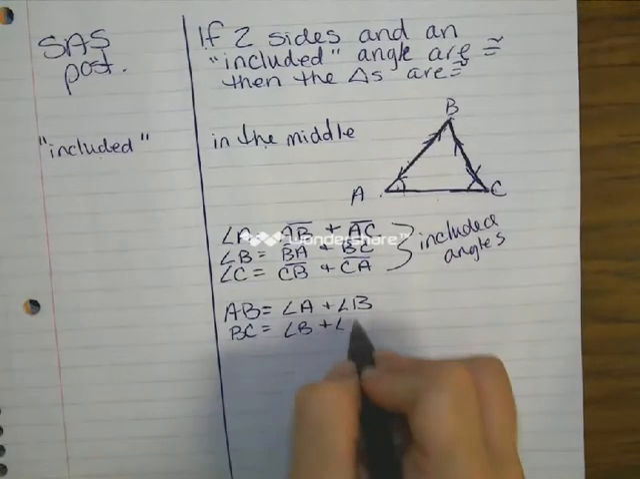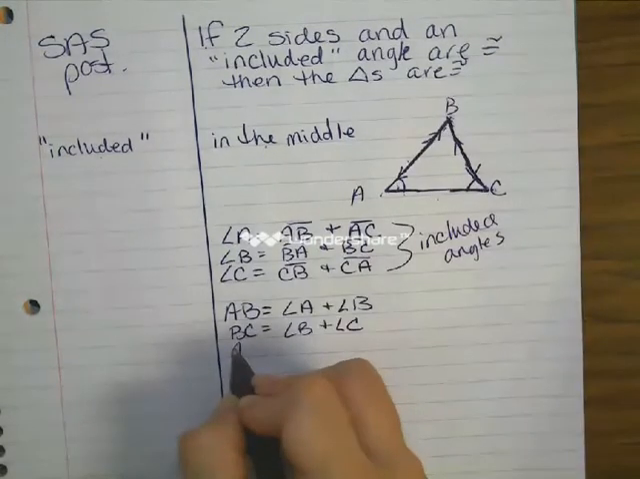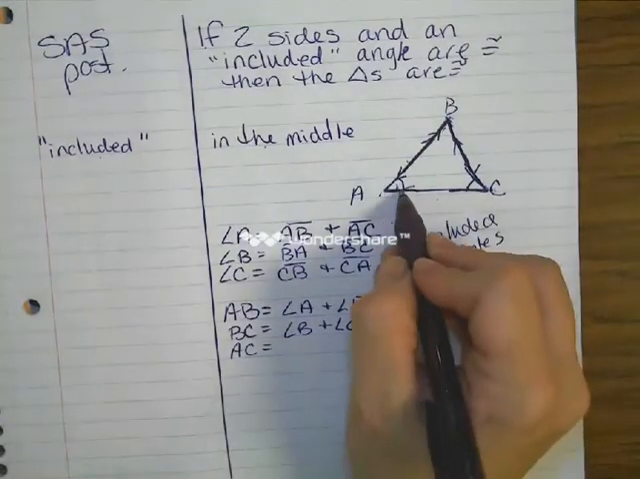Alright, 2 more proofs using the SAS and then we're done. And we've got 8 minutes left, so hopefully I can keep it under 20. Alright.